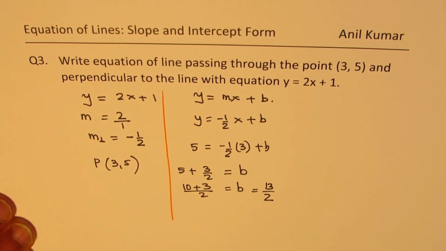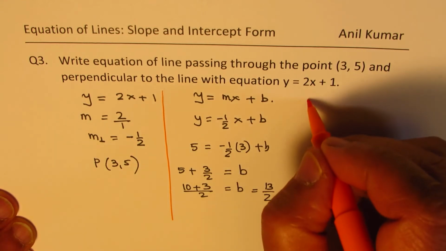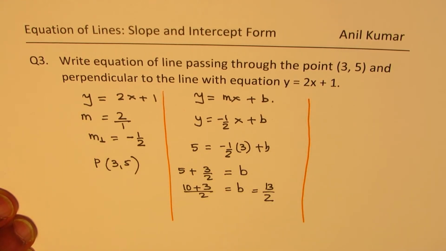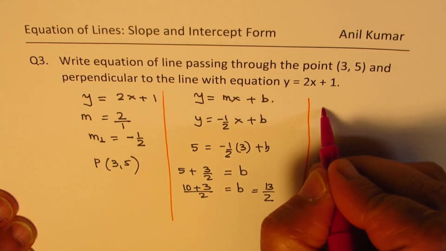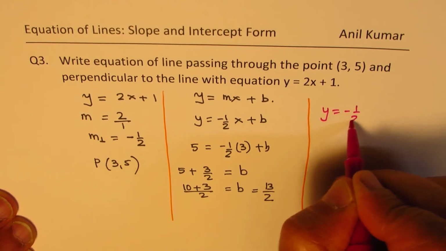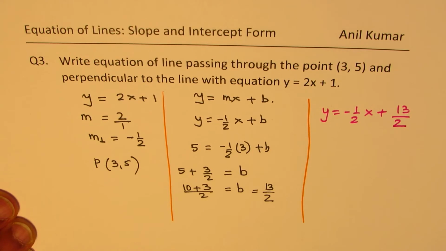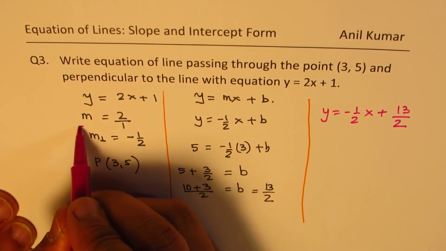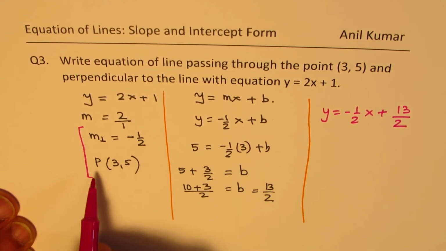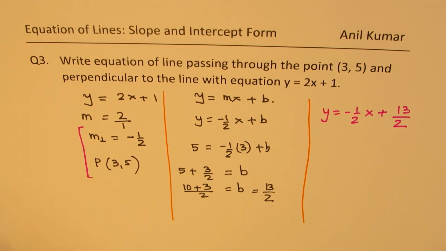So once we get the value of b, we can easily write down the equation. So the equation of the line is y equals minus half x plus 13 over 2. Is that clear? Right? So we have used the slope minus half and the point (3, 5). Perfect. Now let's move on and take up the last question.